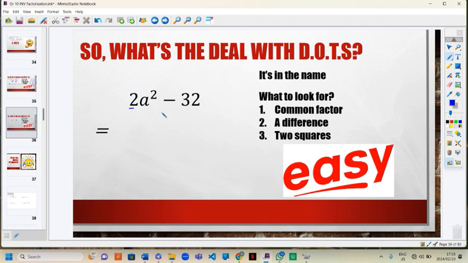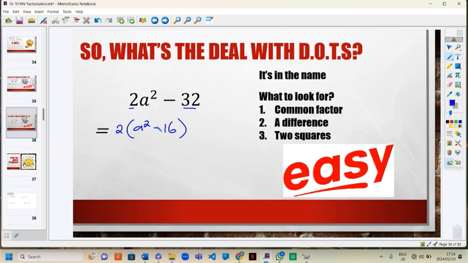Look at just the numbers. Can 2 go into it? Yes. Can 2 go into 32? Yes, it can. So I take out the 2, and I'm left with an a squared minus 16. So I see that I've got a difference.